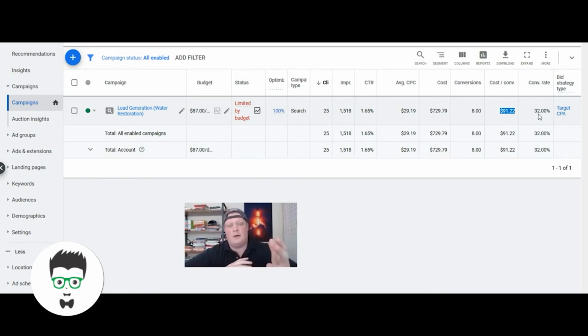If you're running a Google Ads campaign, all you got to do is open up your stats and compare head to head and see how they look.